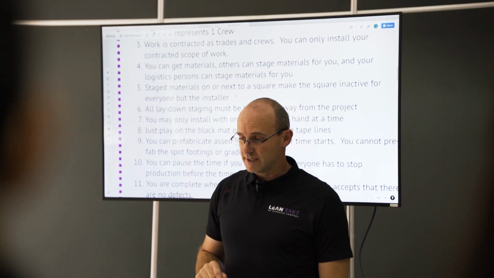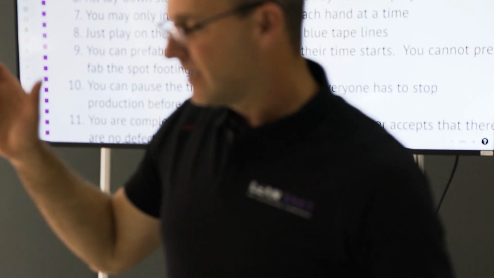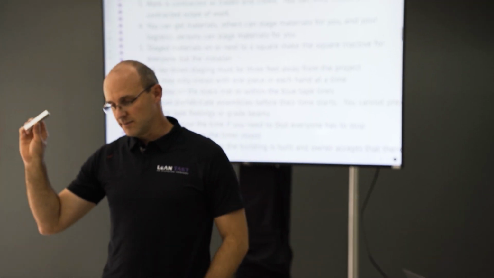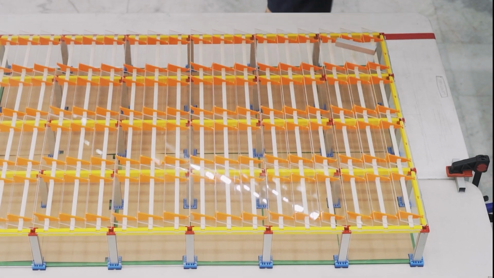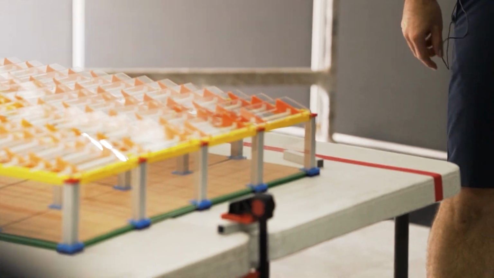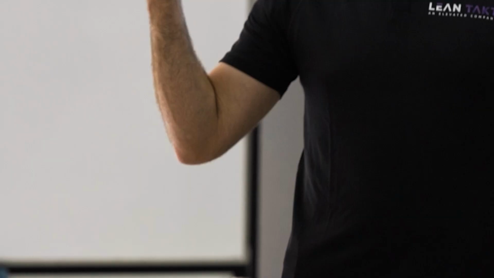Here's one that's really complex. Usually people get tripped up on this, but it's just this simple. If I have this piece of material on or next to that square, only this contractor, or this crew rather, can install work in that square. People will say, well, I'm going to pre-stage everything, and they stage something over here, and I'm like, what? That's going to get in your way.